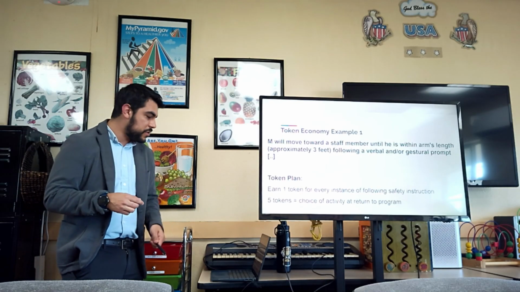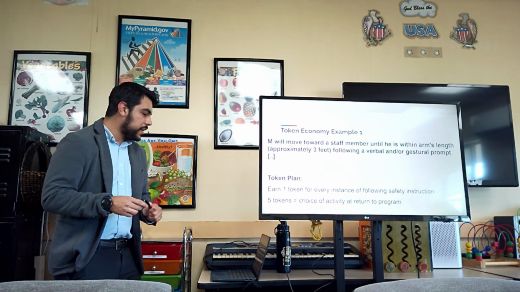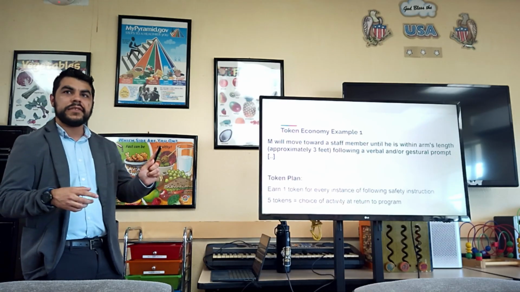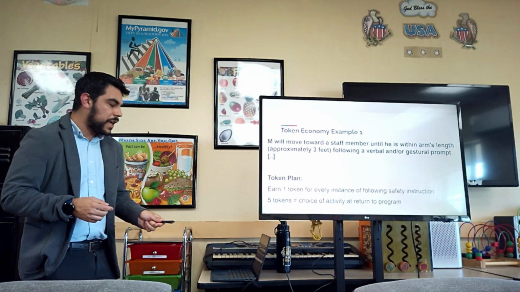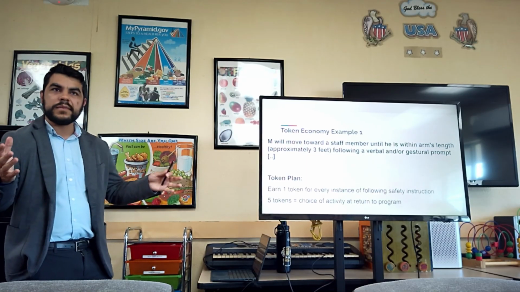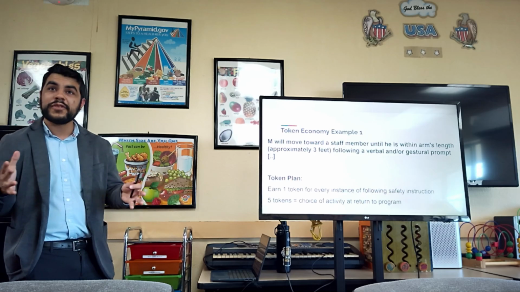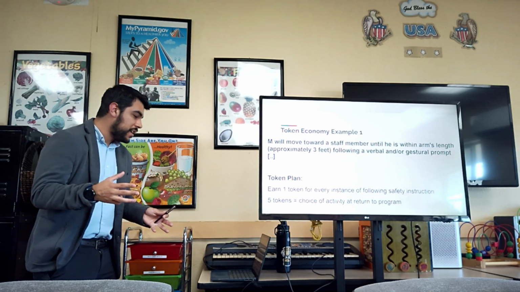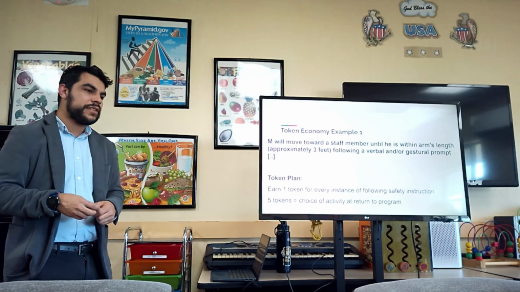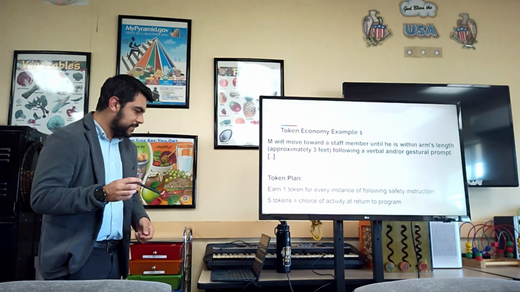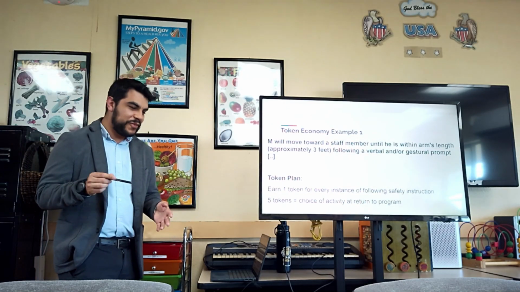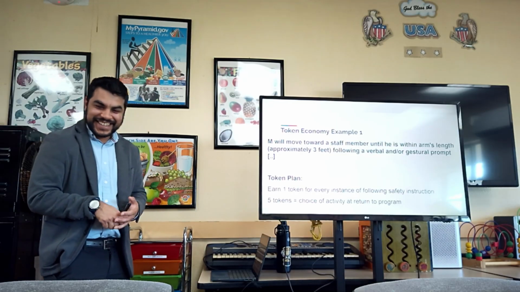So for him, the token plan may be to get one token every time he follows a safety instruction, and then 5 tokens after he earns them as he's out in the community where it's more necessary for him to follow these safety instructions. He gets a choice of the activity, or he could get a car related item. You may already know who I'm referring to by that.